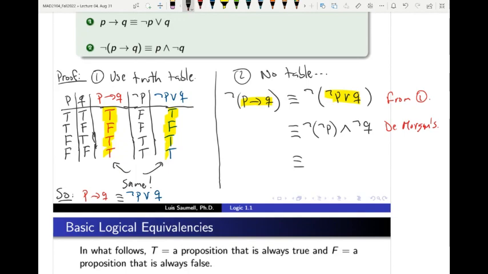So the negation of the negation of P is just P, and the other part just stays the same. And here we can just say since the negation of the negation is just itself. And we're done because we started with this and we ended with this, which is our right hand side. So no need to do a table. We use what we already know with a sequence of equivalences. Did you understand this? Okay.